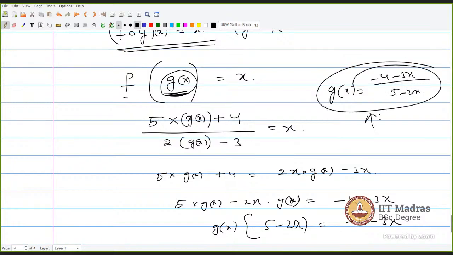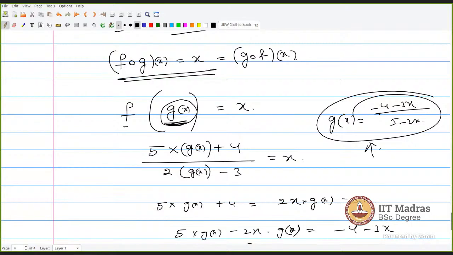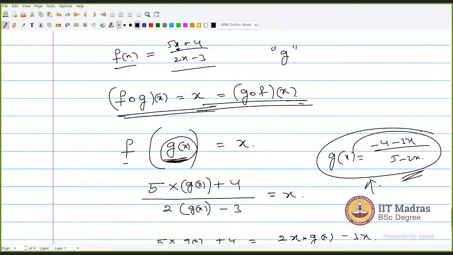Once you get this, just check for the second condition also. Is it happening or not? So now you have g of x with you. You have f of x with you. Just compute f of g of x. If it gives you x, then this particular g of x is the inverse function of this function, 5x plus 4 by 2x minus 3.